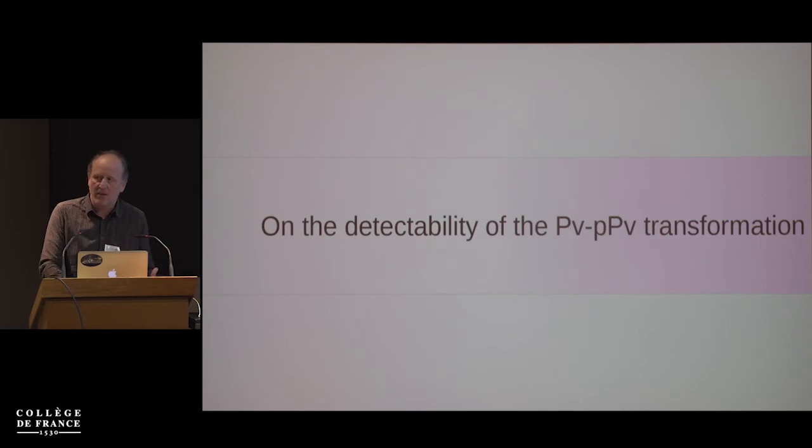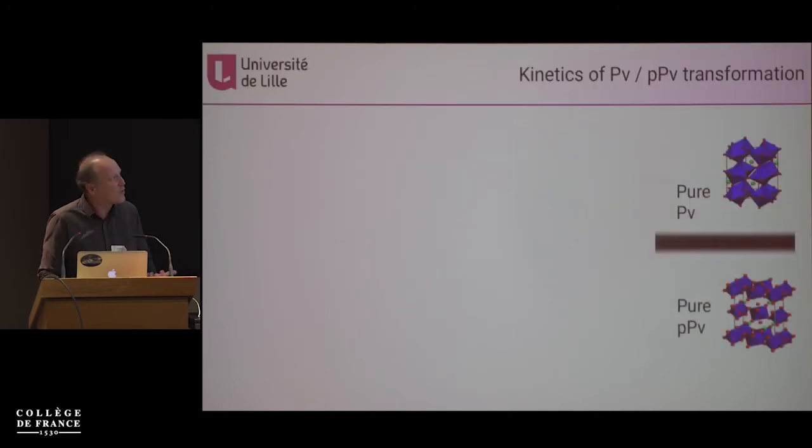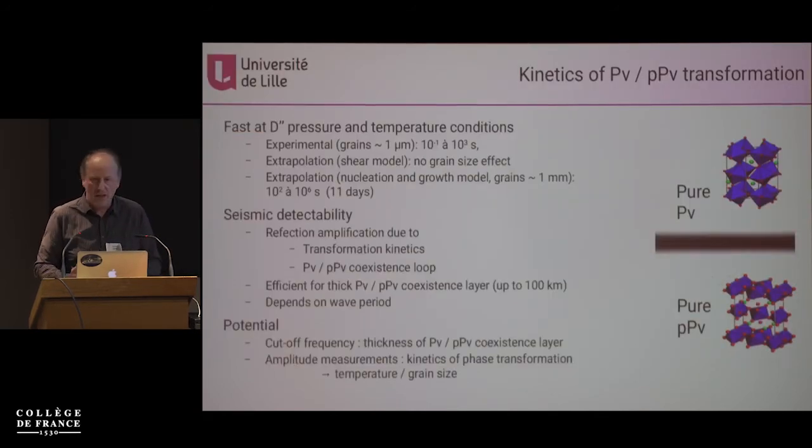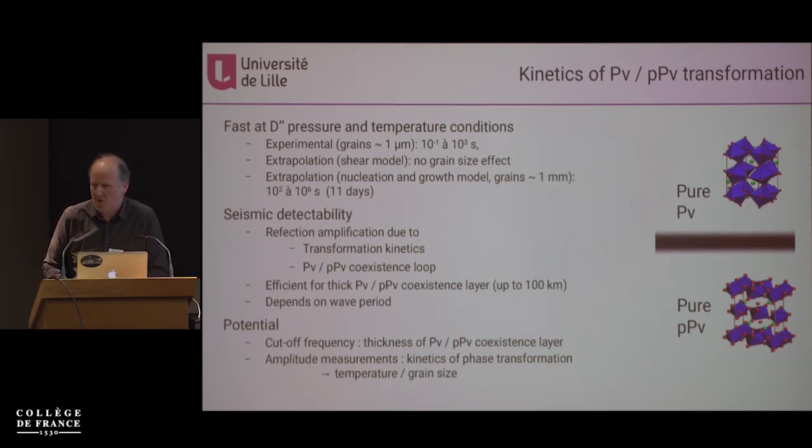So on the detectability of phase transformations, yes, phase transformations induce very sharp changes in physical properties, but sometimes you don't see it because it's actually hard to see. The impedance contrast is small. But actually, when you look, there is an interplay between kinetics of phase transformation and reflection coefficients, and it's really relevant for D double prime. I don't think it will be so relevant for the upper mantle because it's too cold. The kinetics are too slow. But for D double prime and the deep mantle, it's important.